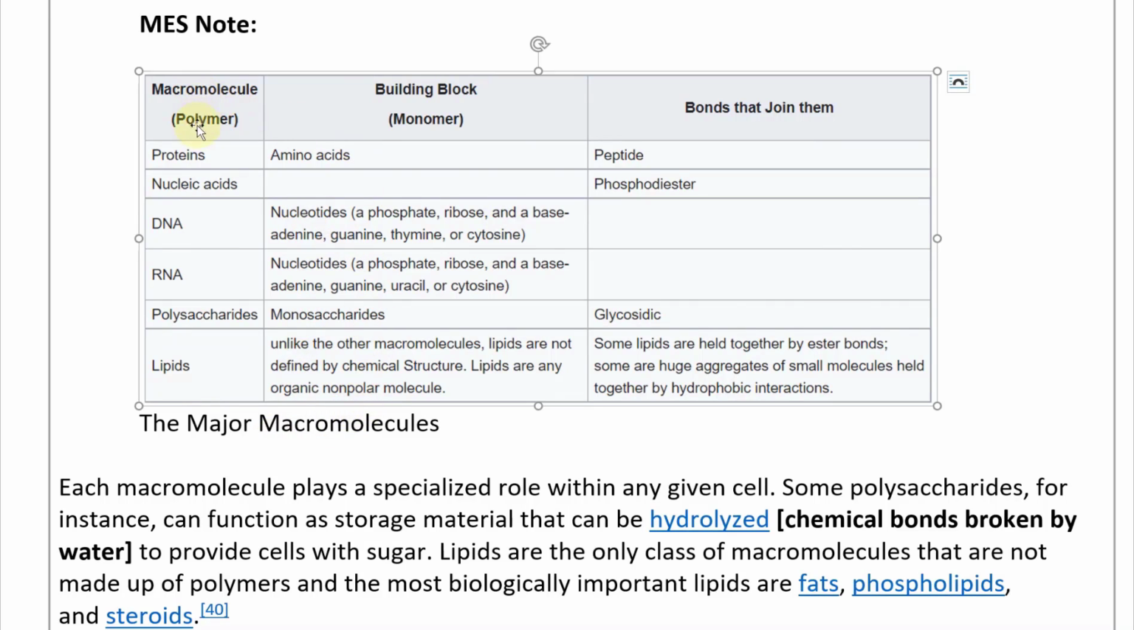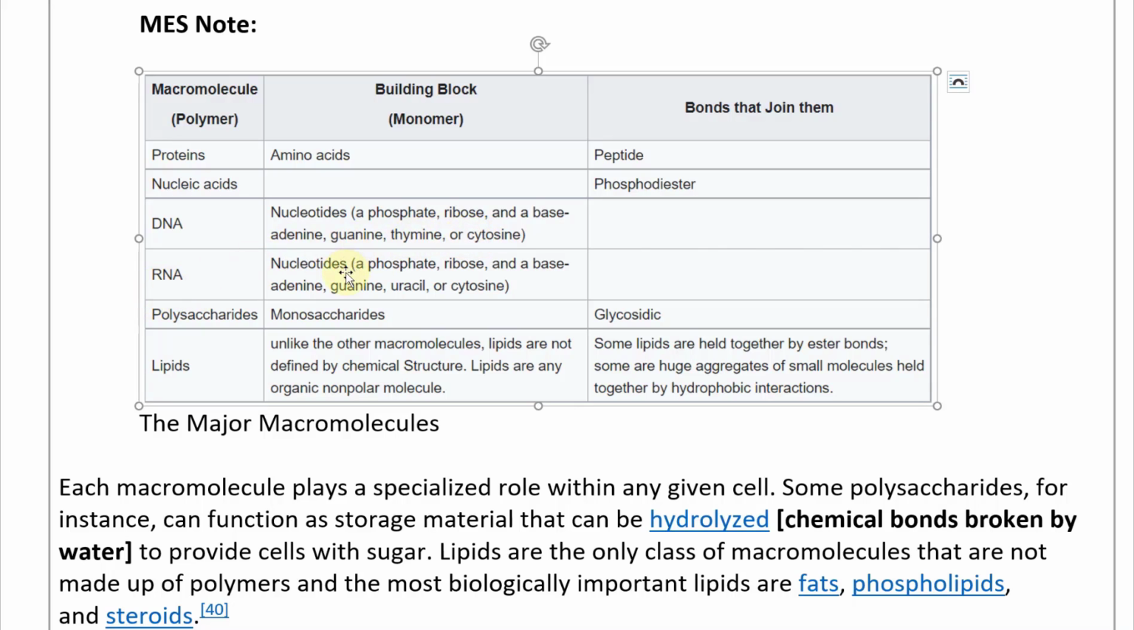So here's the macromolecule, the polymer, proteins, and its building block or monomer is amino acids, and the bonds that join them are called peptide bonds. And then here is nucleic acid, these are DNA and RNA. The bonds that join them are phosphodiester bonds. DNA is a type of nucleic acid, comprised of the monomers nucleotides, which is a phosphate, ribose, and a base. The bases are adenine, guanine, thymine, and cytosine.